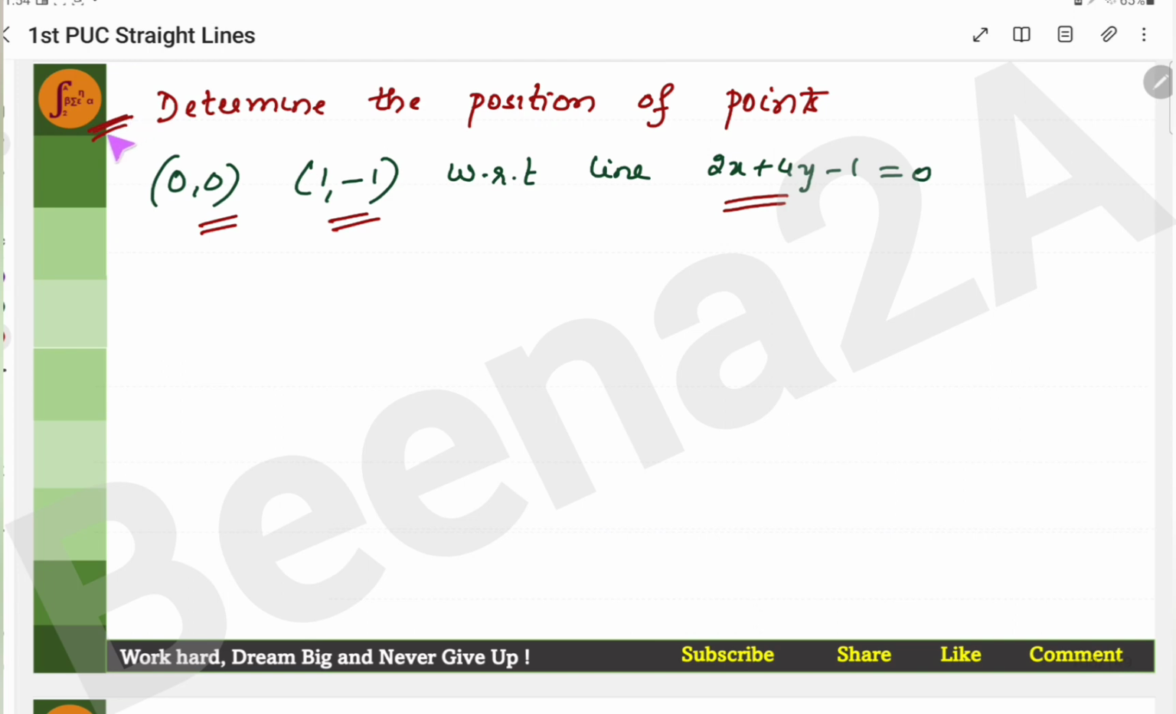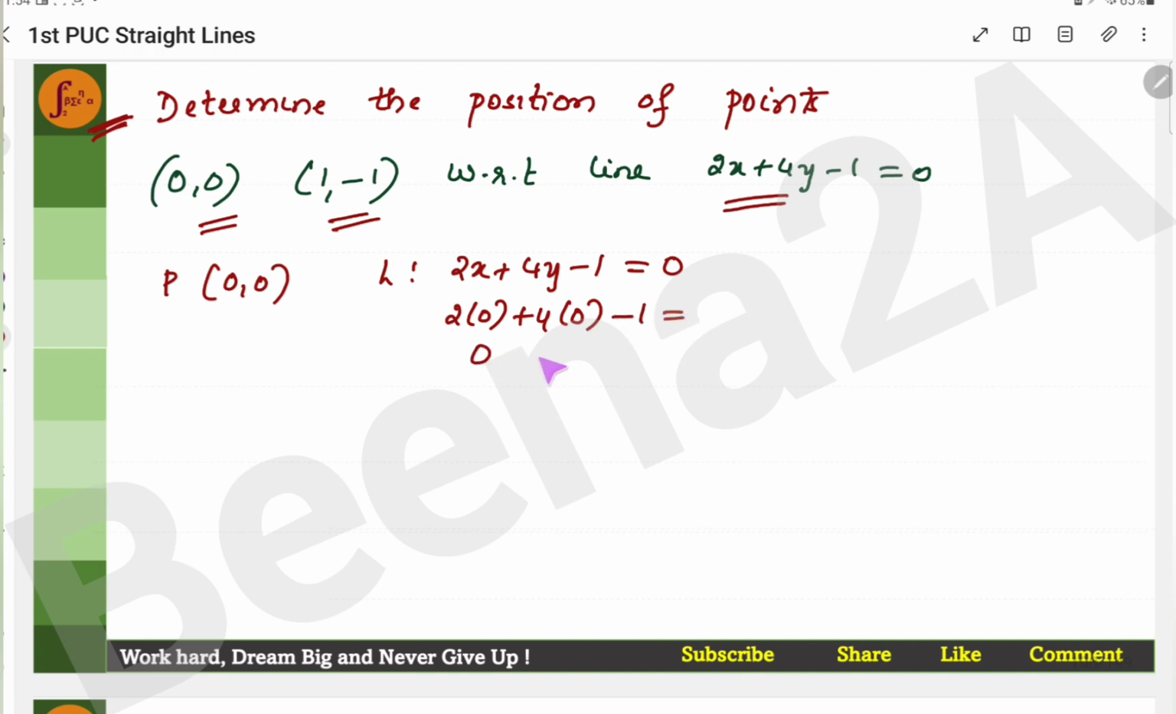Let's take another example. Determine the position of these points with respect to this particular line. Let's take point P, say 0, 0. The line is 2x plus 4y minus 1 is equal to 0. Substitute the x and y values. So for 0, 0, you'll get minus 1, which is less than 0, right? Minus 1 is negative.